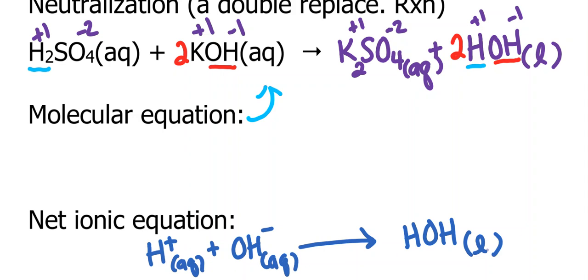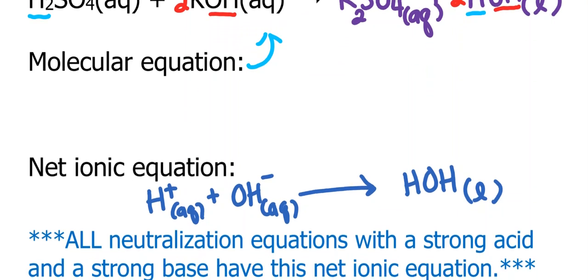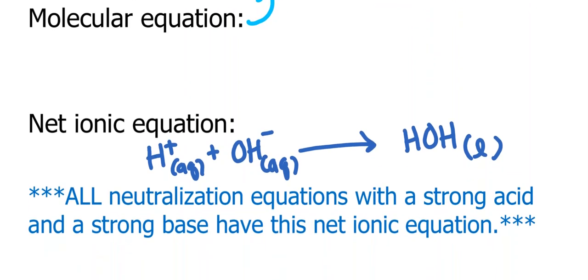And I make sure it's balanced. Even though 2 waters were formed up here, I don't want to say 2 there and have 2s there. You want this to be reduced. Okay, and then this last part. This is a strong acid and a strong base, and anytime you have a strong acid and a strong base, this will be the net ionic equation, basically making water.